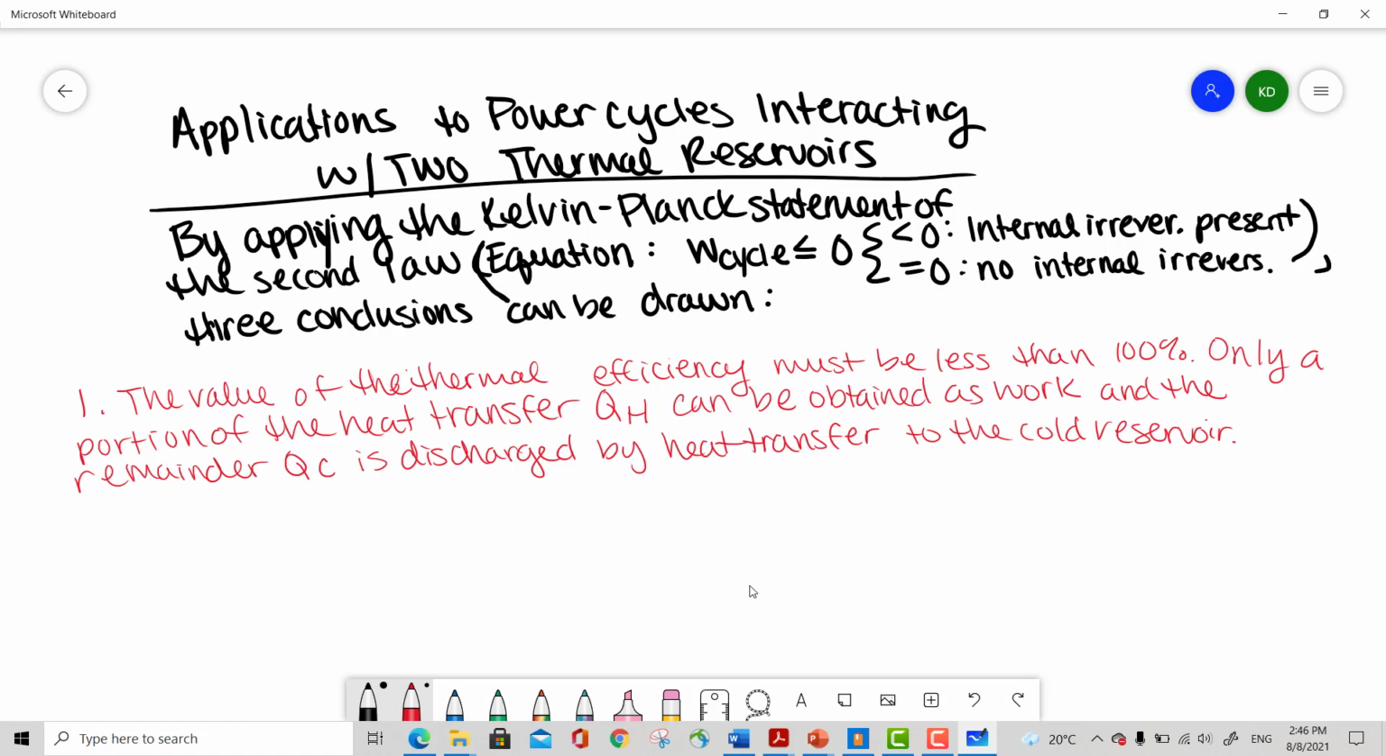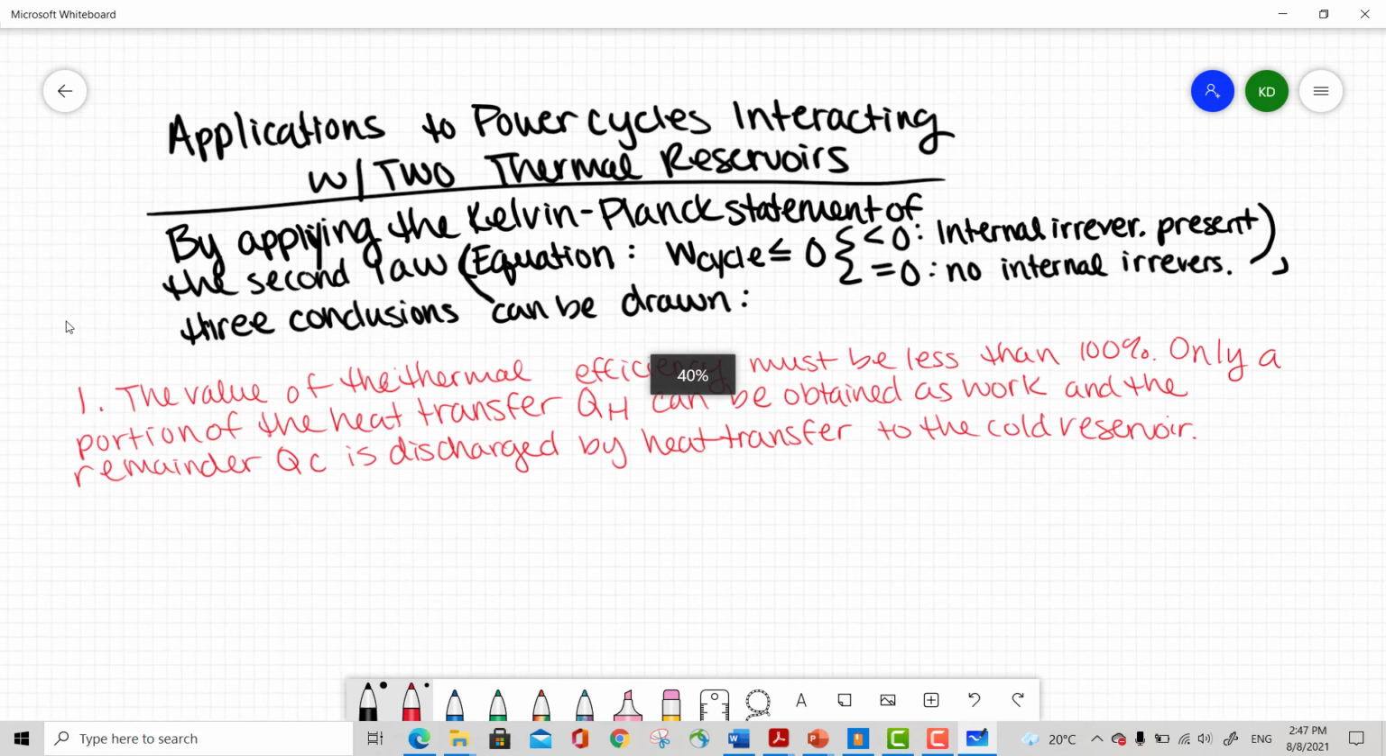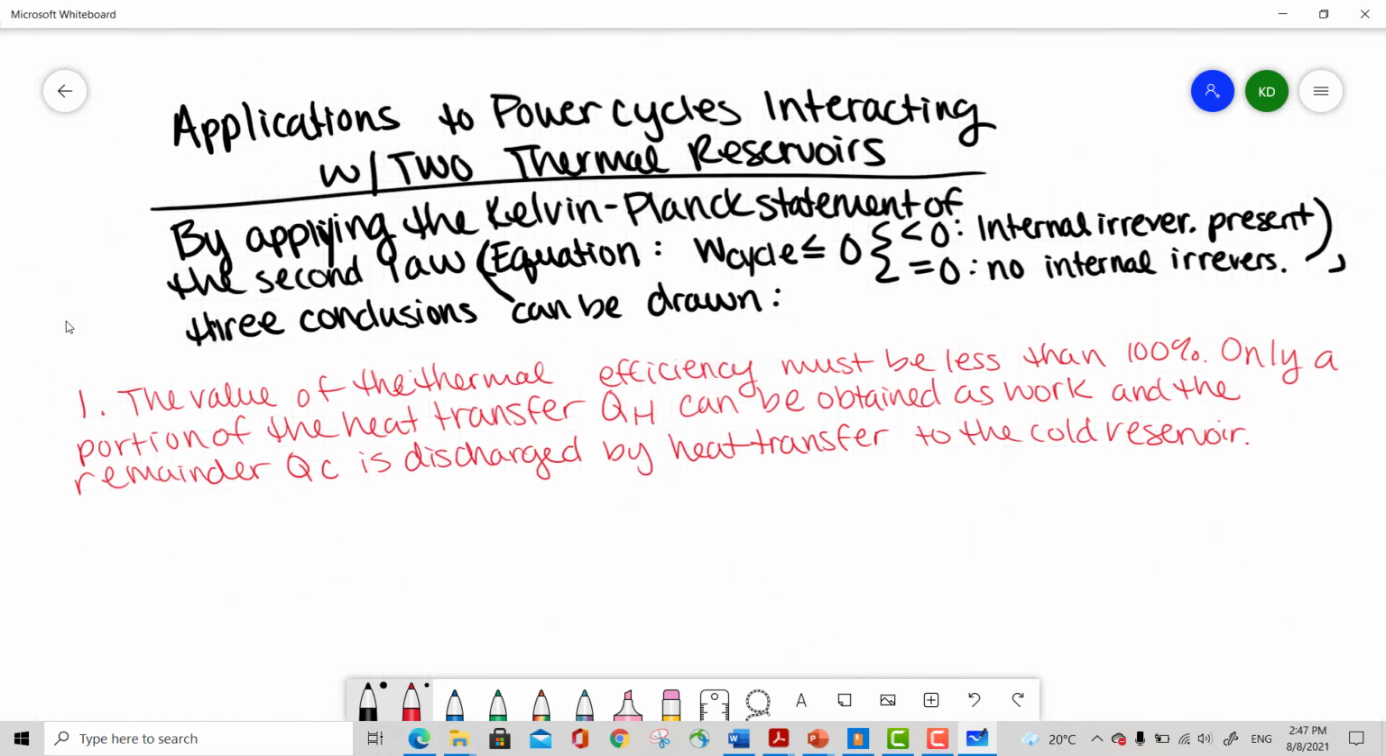So the next 2 conclusions that we can draw are called the Carnot corollaries. And those are, let's see, 2 and 3 are Carnot corollaries.